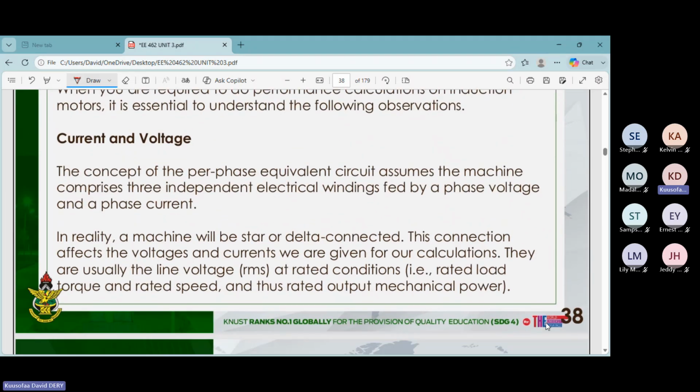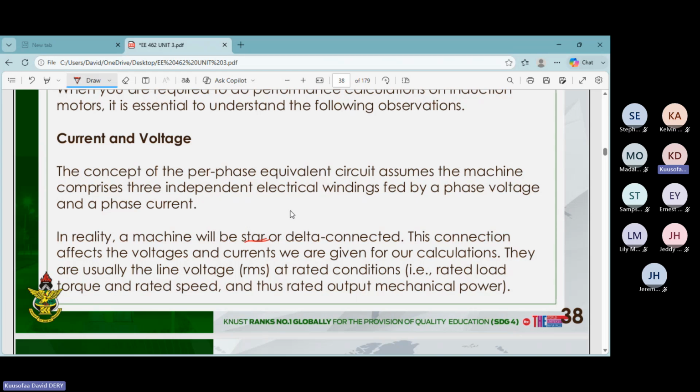So this equivalent circuit just shows per phase values, but the actual machine is three phase. So is that star connected or delta connected? If you are given the parameters, they will most likely be three phase parameters, so we should be able to convert them to phase values. When it's star, the phase voltage is equal to the line voltage divided by √3. And if it's delta, the phase voltage is the same as the line voltage. So we know how to go about the calculations. They are usually line voltages at rated conditions, that is rated load torque and rated speed, and that's the rated mechanical output.